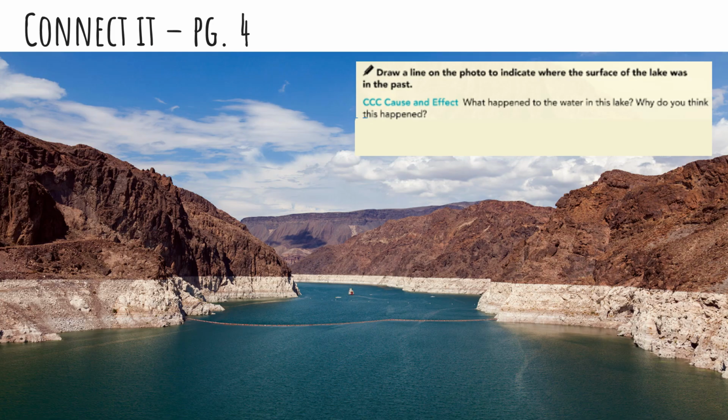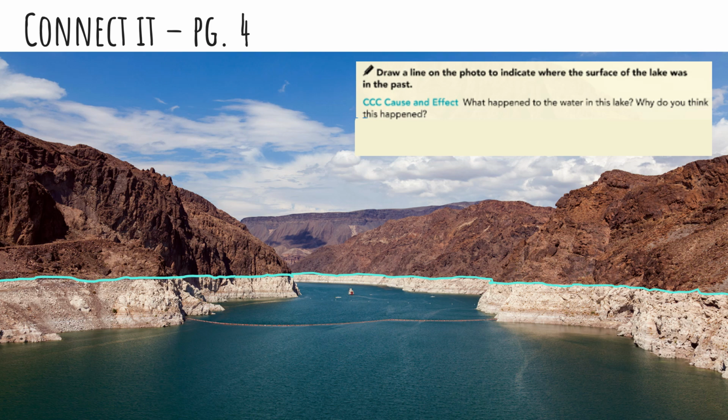So the first thing we're going to do is the connect it, which will be on page 4. And it tells us to draw a line on the photo to indicate where the surface of the lake was in the past. So you need to go ahead and do that now. And your line should look something like that, where you can see the difference between the brownish colored rock to the gray rock, where the water was and has receded.